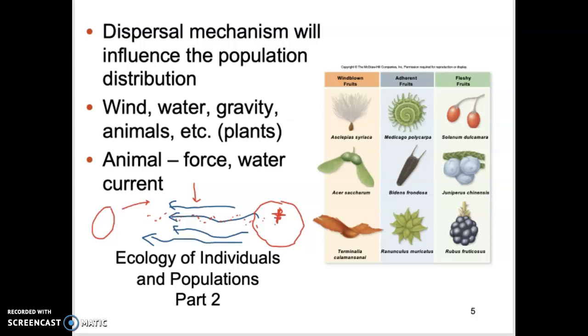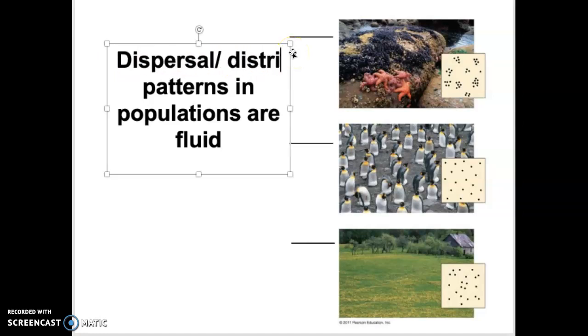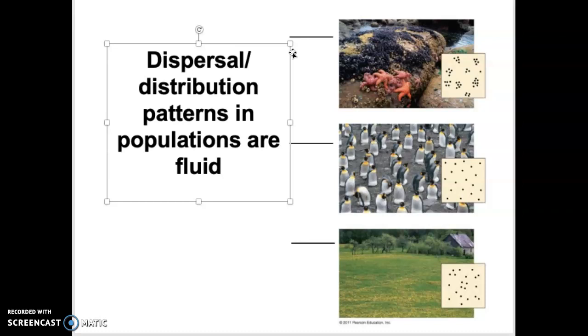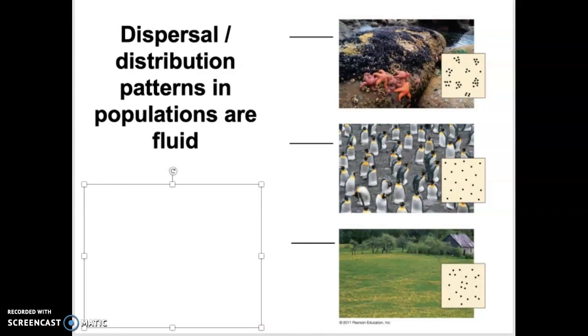Now, what's interesting is when we look at the dispersal patterns in nature, they're what we call fluid. They're constantly changing. Dispersal patterns, or we could call them distribution patterns. Let's put that up here as well. Those terms get interchanged, dispersal, distribution. Basically, how are your individuals spread out in the community? These patterns change. They change based upon a whole wide range of factors.